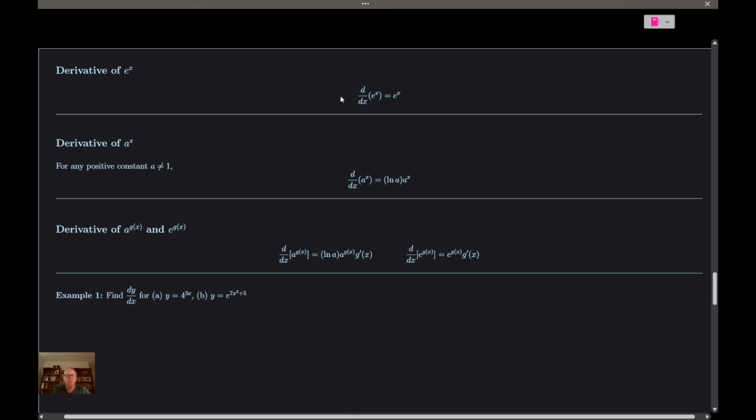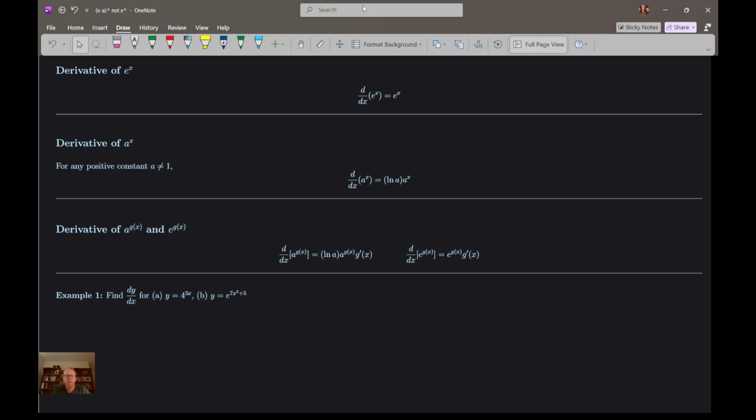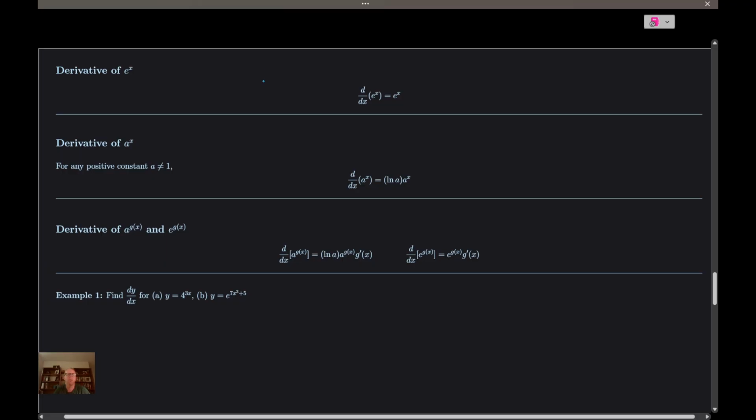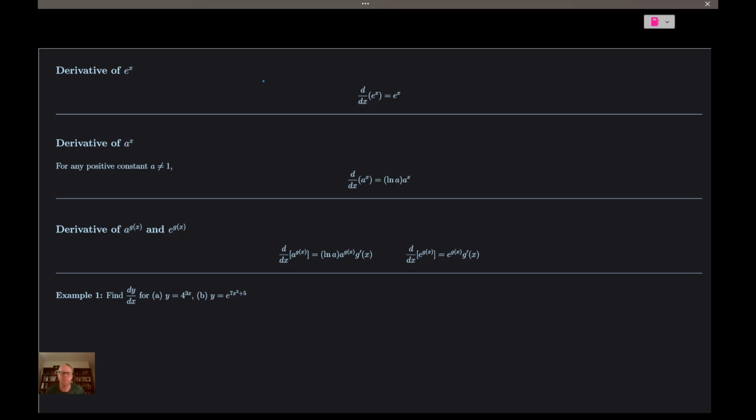We're going to get into a pretty important topic as far as this course goes, which is the derivatives of exponential functions. So obviously these come up a lot in many applications. Fortunately, they are probably the easiest derivatives to find.